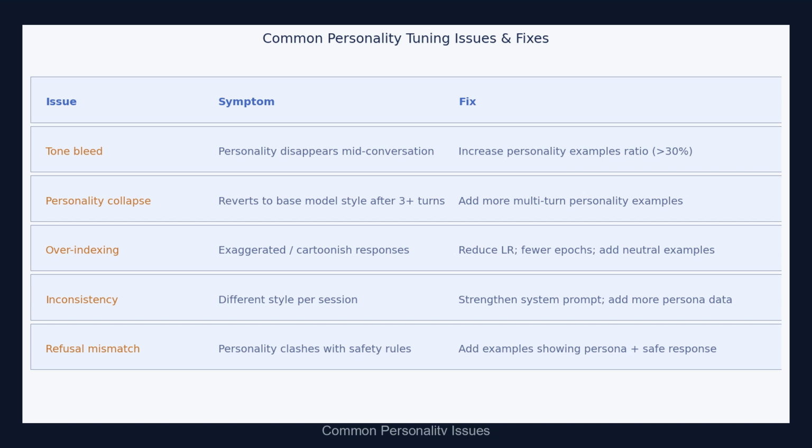Inconsistency. The model switches styles within a session. Strengthen the system prompt, and add more multi-turn examples. Refusal mismatch. The persona conflicts with the model's safety behavior. Add explicit examples showing the persona responding safely to sensitive topics. Each of these is a training data problem at its root. The fix is always in the data.